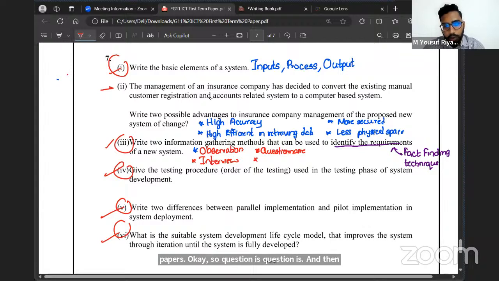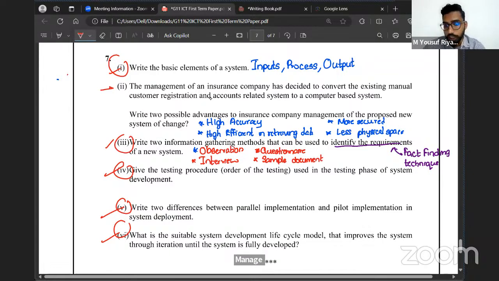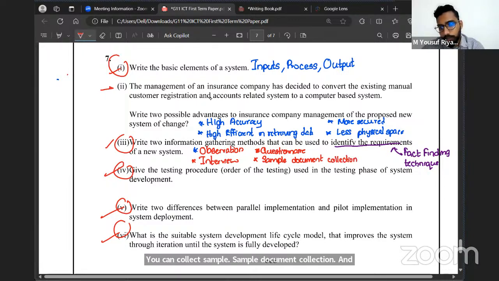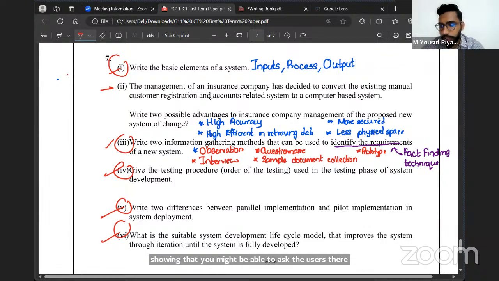And then apart from that, we can also collect some sample documents. So sample document collection. For example, if you want to manage invoices, we can collect their ledgers and see how they normally record invoices. And the next one is prototyping. Prototyping is like you create a dummy version of the system, or else sometimes you might use an existing prototype. You might use an existing similar system, and by showing that, you might be able to ask the users their requirements. So these are some of the ways you can identify the requirements.